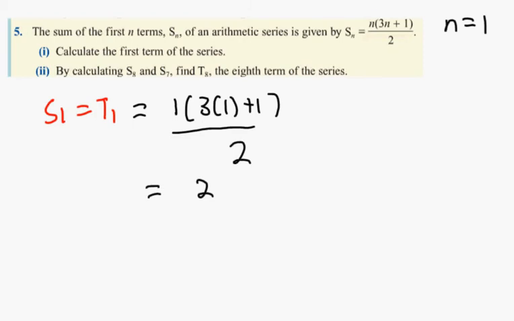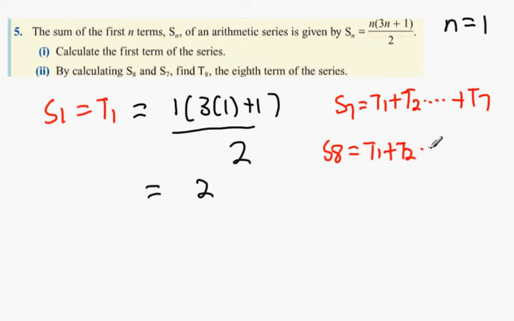Now, just a quick explanation on what S7 and S8 are. S7 means T1 plus T2 plus all the other terms up to T7. S8 means T1 plus T2 plus up to T7 and T8. So what you can see is that the only difference between S7 and S8 is the fact that S8 includes T8. So the difference between the two of them is going to be T8.